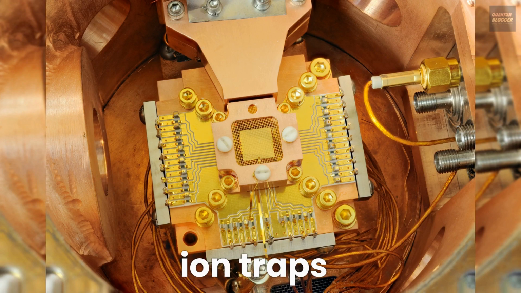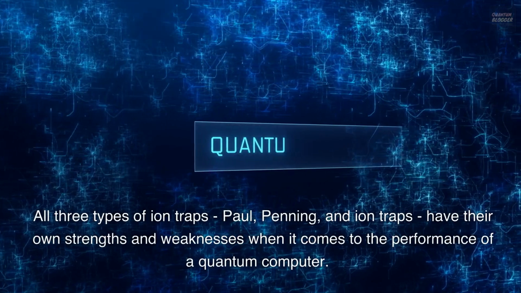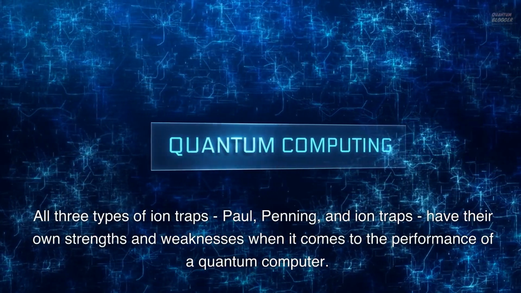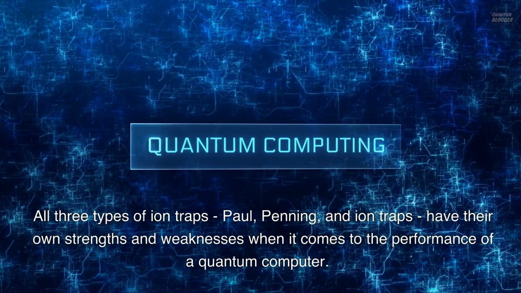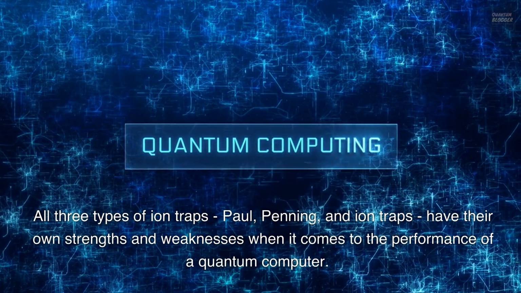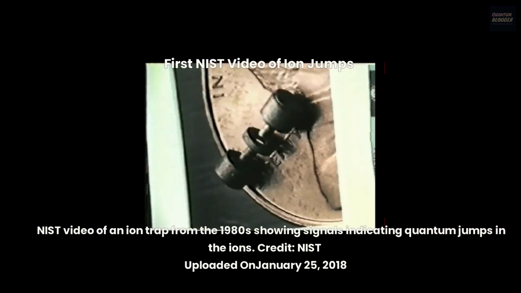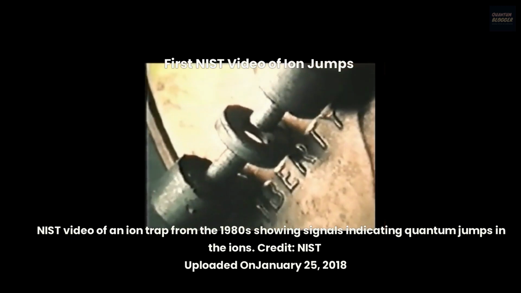This video explains the differences between the Paul trap and the Penning trap in ion trapping and quantum computing calculation. Cover a few examples of ion traps used in quantum computing and atomic clocks. All three types of ion traps, Paul, Penning, and ion traps, have their own strengths and weaknesses when it comes to the performance of a quantum computer. While they share some similarities, there are significant differences between these types of traps.